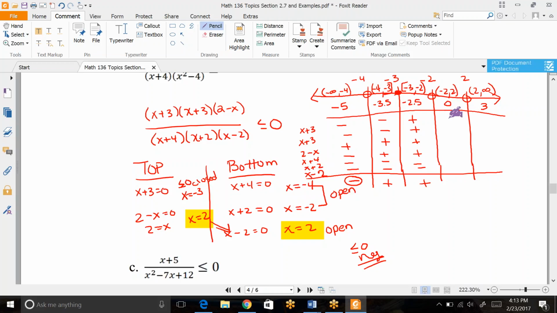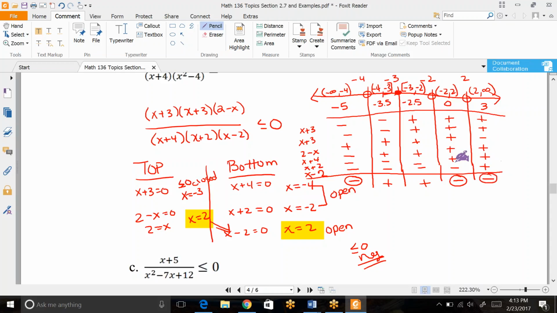0 is going to be a positive. 2 minus 0 is positive, positive, positive, and negative. You have to be careful with the 2 minus x because if you cover up the x, it's still a positive 2. So that's one negative, which makes it a negative, so that is good. And then 3 plus 3 is positive, positive. 2 minus 3 is negative. 3 plus 4 is 7. 3 plus 2 is 5. 3 minus 2 is positive. So positive, positive, negative, positive, positive, positive. So that makes a negative overall.